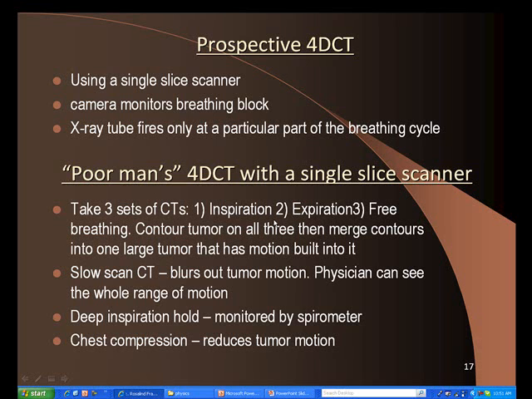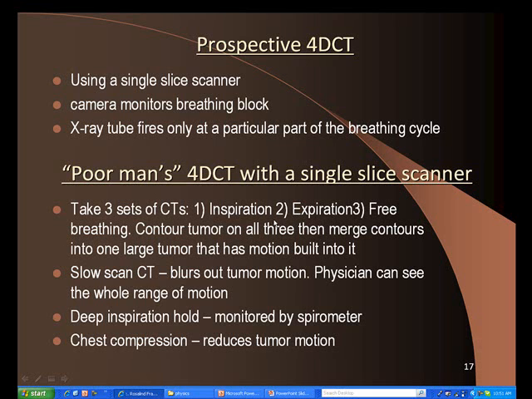The X-ray tube is triggered. It's triggered at a particular breathing cycle. So as the block goes down to its most bottom position, the X-ray tube does a slice. Okay? And you end up with 1 scan. So prospective CT is 1 CT scan.